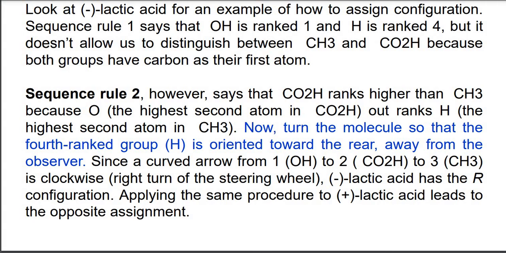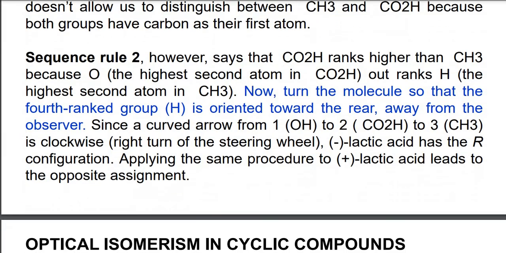Now turn the molecule so that the fourth-ranked group is oriented towards the rear, away from the observer. Since the curved arrow from 1, OH, to 2, COOH, to 3, CH3 is clockwise, a right turn of the steering wheel, lactic acid has the R configuration. Applying the same procedure to positive lactic acid leads to the opposite assignment.